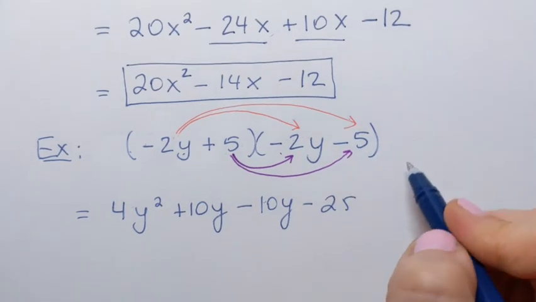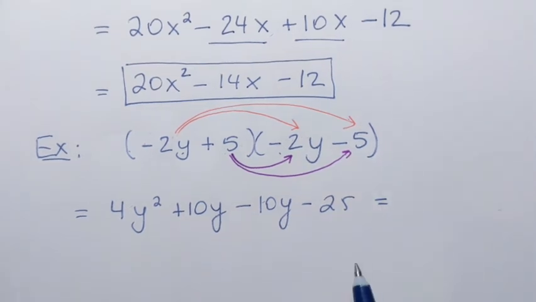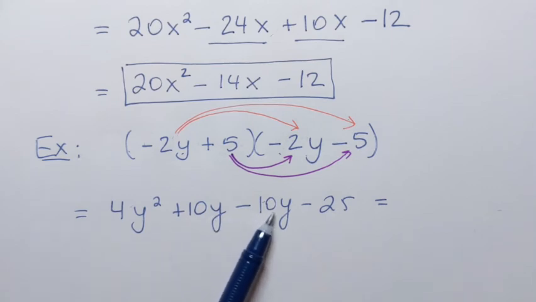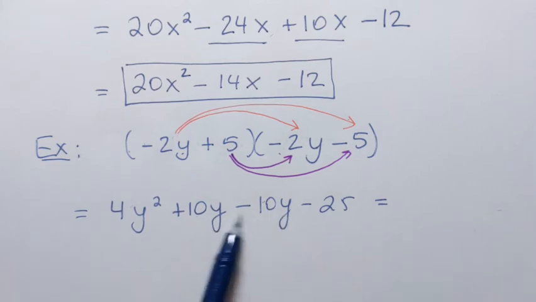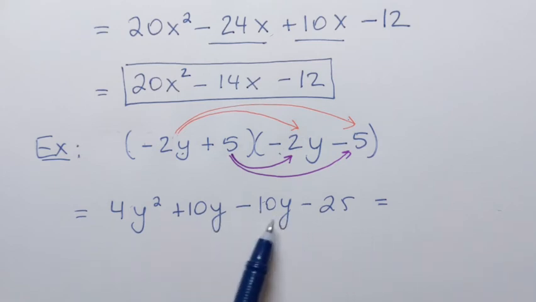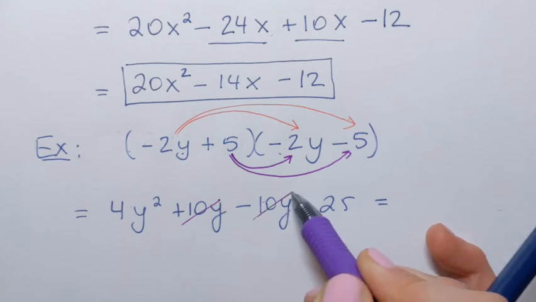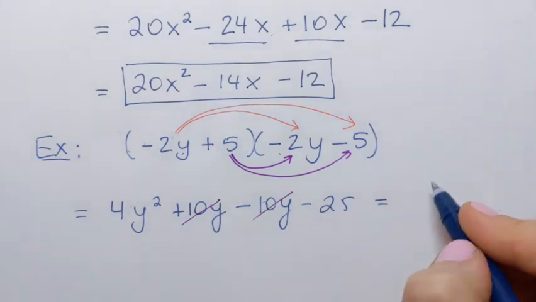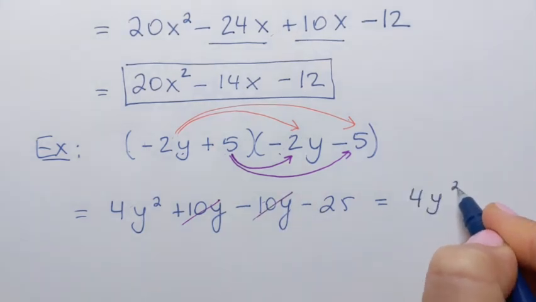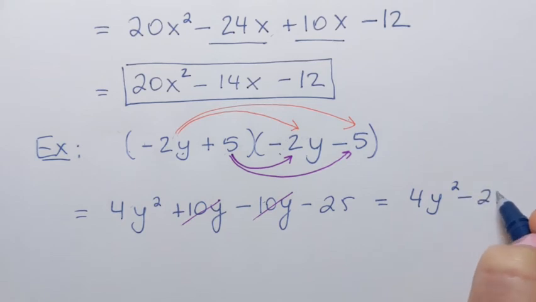Okay? And after that, I have to check for like terms. And I can see that here in the middle, I have 10y and negative 10y, or 10y minus 10y. These are opposites. See how they have the same variables, well, they're like terms, so they have the same variables raised to the same powers, but then the coefficients are opposites. So that means that those two cancel each other. And I am left with 4y squared minus 25.